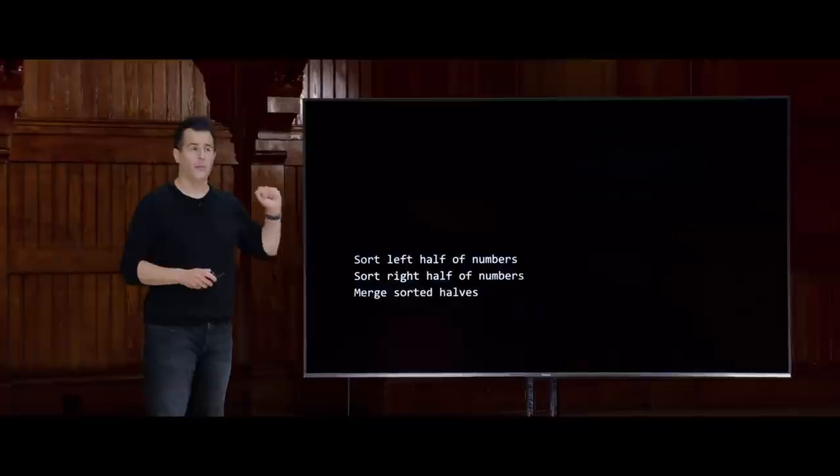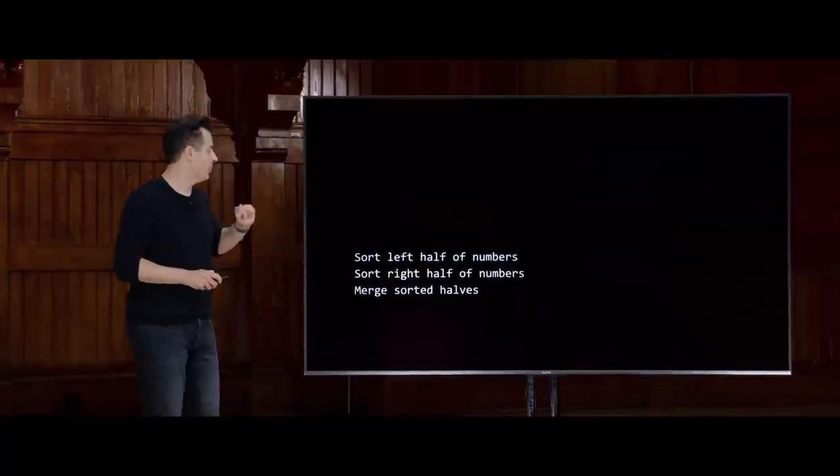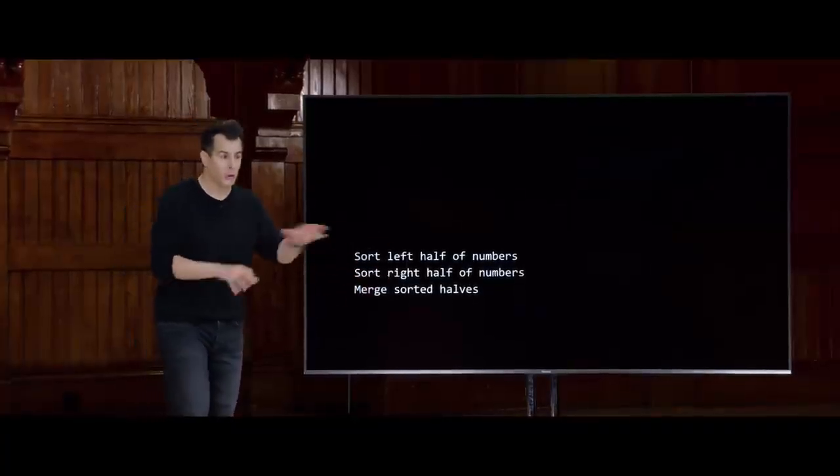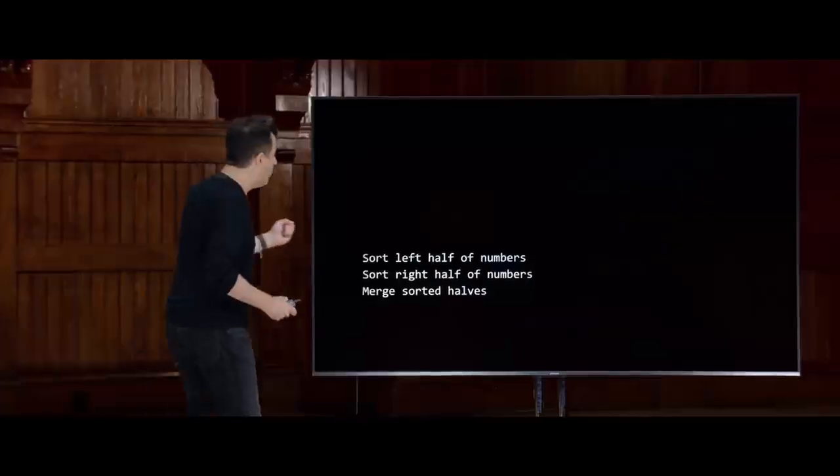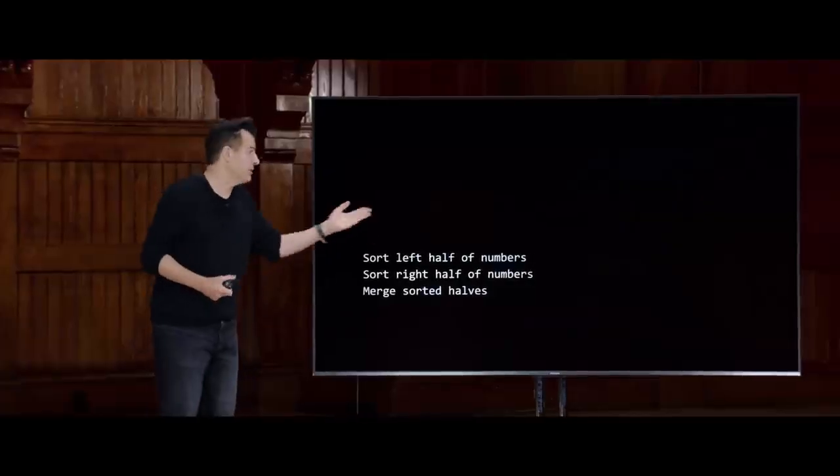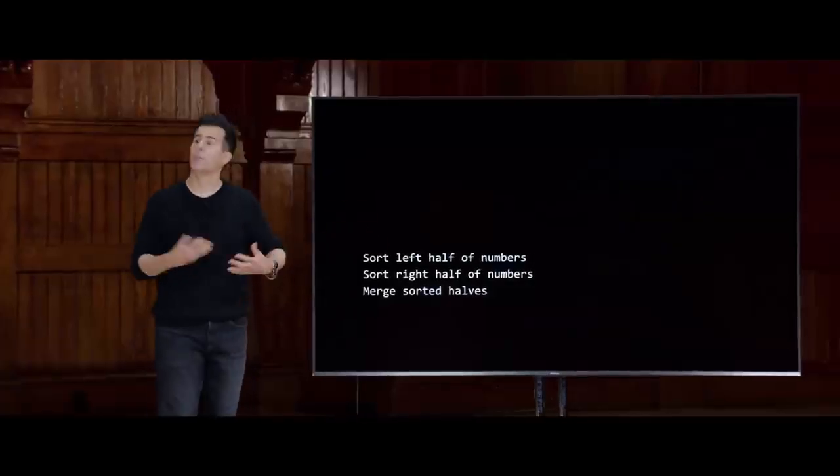Sort the left half of the numbers, then sort the right half of the numbers, then merge the sorted halves. So that is literally merge sort. If you are handed a whole bunch of numbers, like an array of numbers like we were earlier before the break, how do I go about sorting all of them? Well, first sort the left half, then sort the right half, then merge the sorted halves.